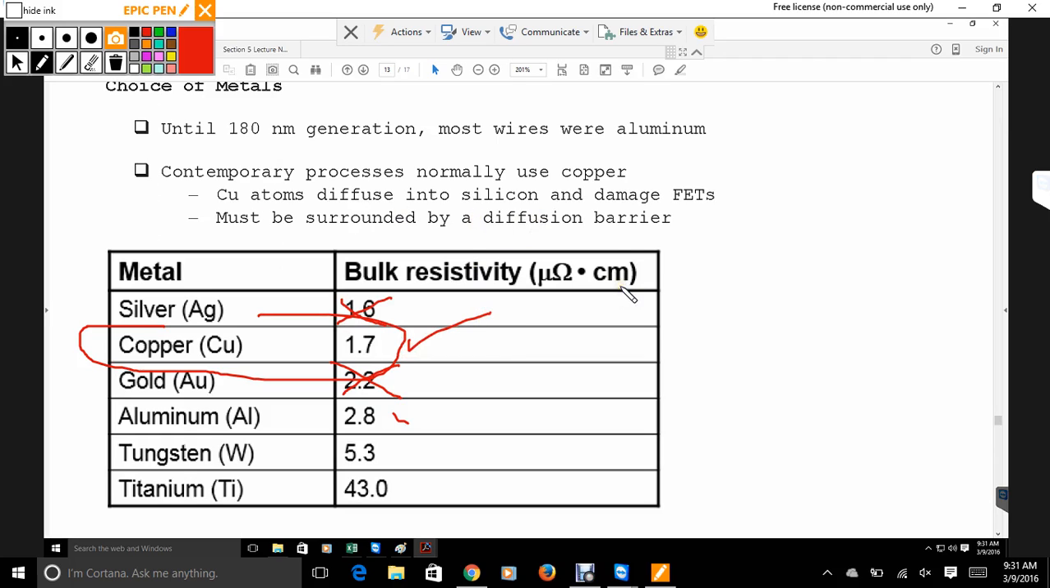So, what's the problem with copper? Well, when it gets into silicon, it tends to diffuse into it, and the result is that it damages the transistor. Well, crap. How do we deal with that? We just put in a diffusion barrier. It creates a little more internal capacitance, but it makes up for it because we've cut down on the bulk resistivity by a substantial amount.